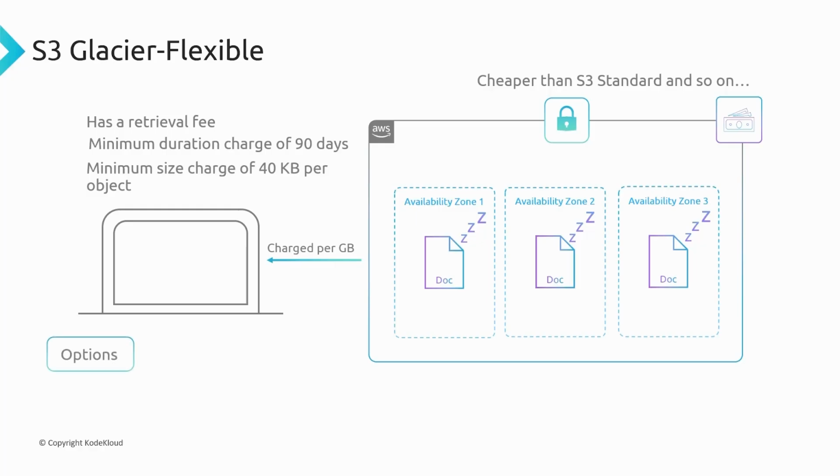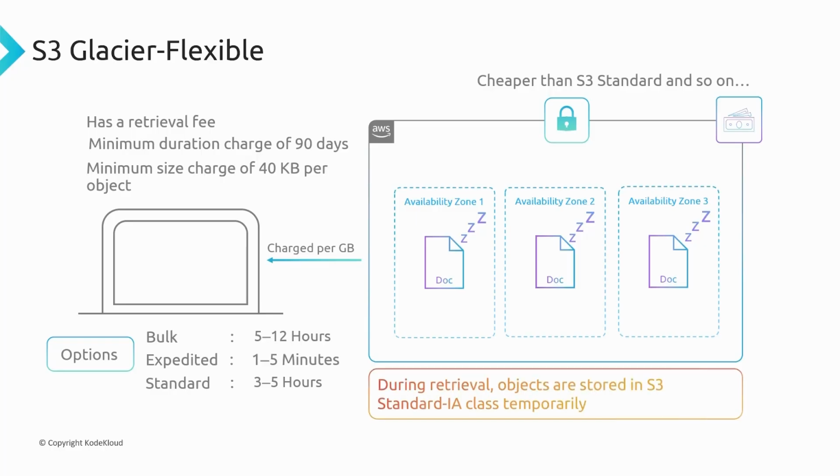Now, when it comes to retrieval, like I said, it's going to be a cold start, so you're going to have to wait a certain amount of time to retrieve the data. How long you have to wait depends on which option you choose. That's why it's called S3 Glacier Flexible. So if you do bulk, then you can get it within 5 to 12 hours. Expedited is 1 to 5 minutes. And standard is going to be 3 to 5 hours. Obviously, the faster the option you choose, the more you're going to get charged.